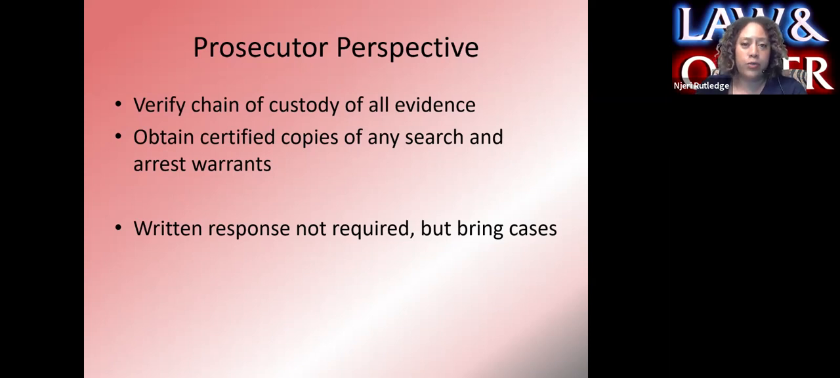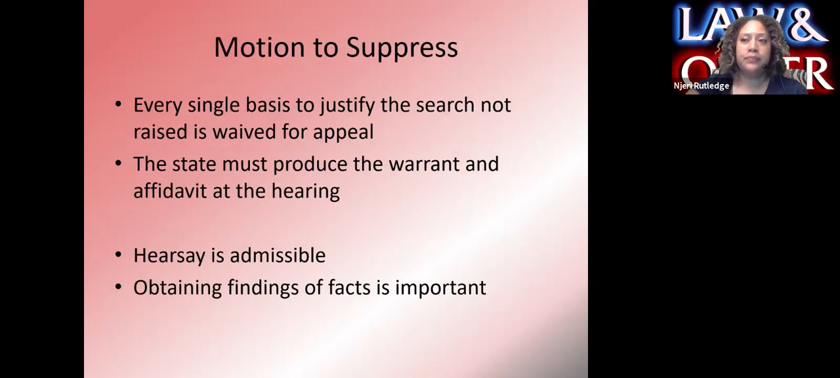Now, a written response to a motion to suppress is not required if you're the prosecutor. Sometimes I'll bring cases with me and we're just ready to argue it out. There's really nothing to respond to because most frequently the defense won't give me any details. Every single basis to justify the search that's not raised is waived for appeal. So you have got to think of every possible basis. Even if there's a search warrant, you need to be thinking, even if the search warrant was invalid, it's still a righteous search because of XYZ.